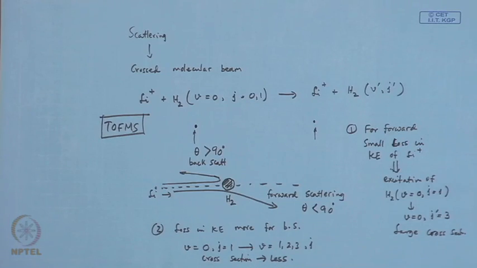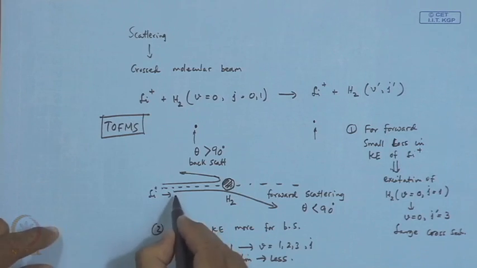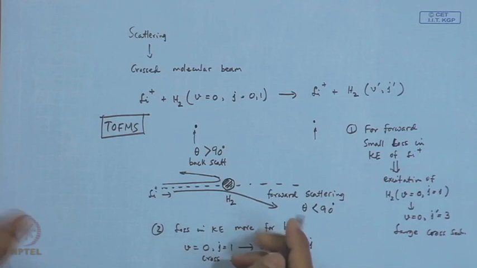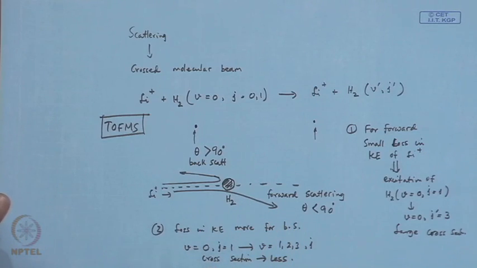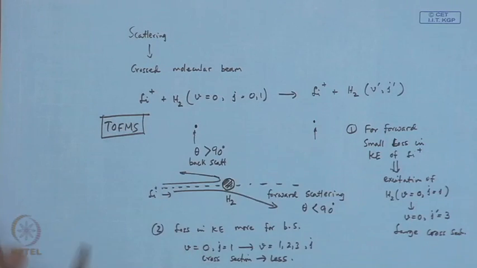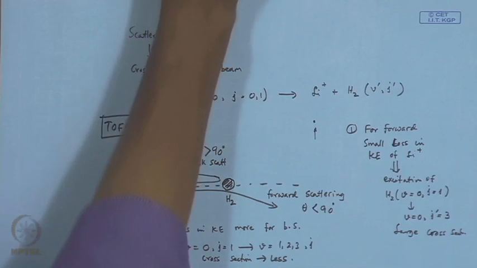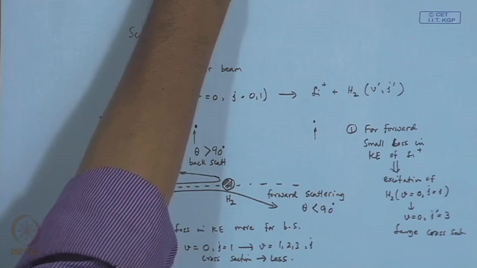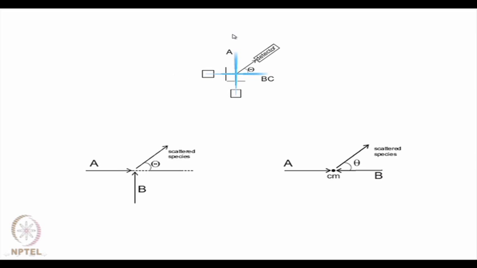Now, since there are two options, one is this, another like this, so two extreme situations. So there will be angular distribution in various angles. Okay, so angular distribution you can measure. Okay, like here, cross molecular beam experiment.